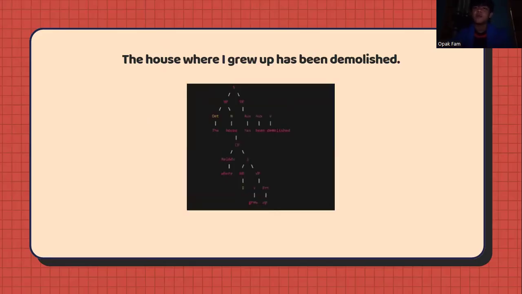The house where I grew up has been demolished. This tree diagram shows a sentence with a relative clause. The noun phrase is the house, followed by a relative clause introduced by where. The relative clause where I grew up gives information about the place. The verb phrase is in the passive form has been demolished.